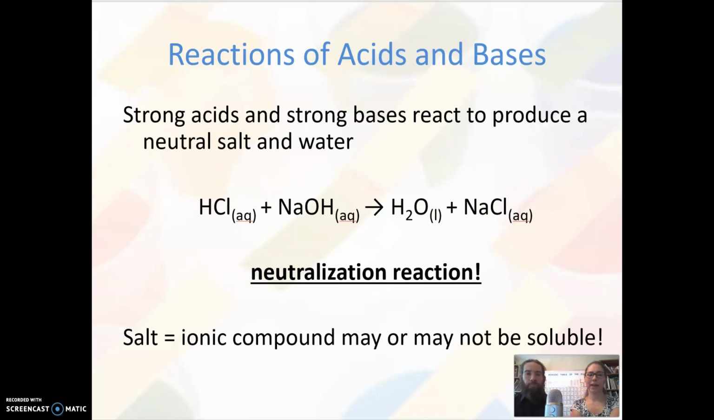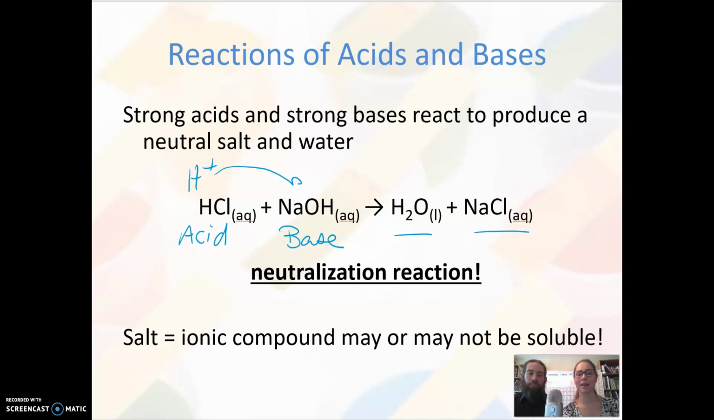So when we have an acid-base reaction, we always have one thing that's donating its hydrogen ion. So we can call this the acid. Whatever's receiving the proton is the base. And when we have a strong acid and a strong base reacting, we produce water and salt. And that's why we call it a neutralization reaction.